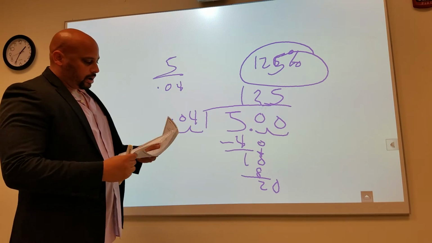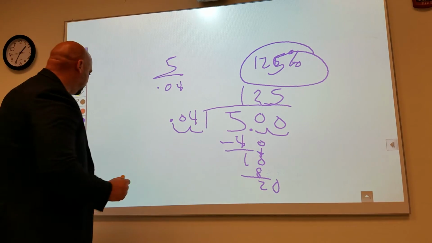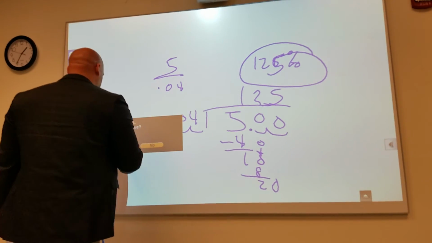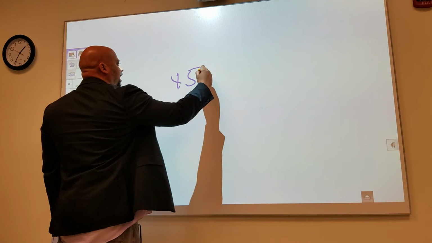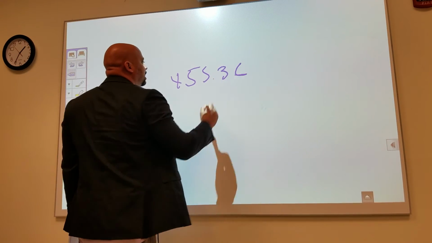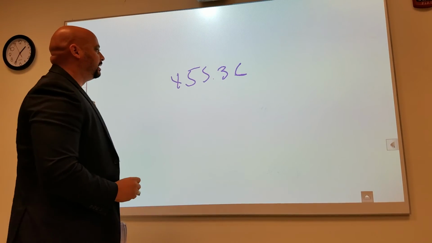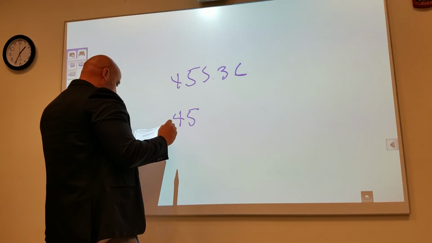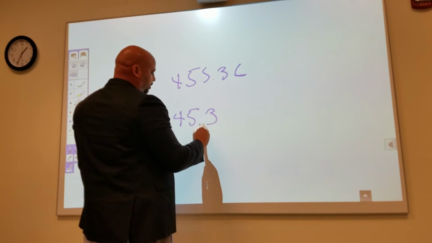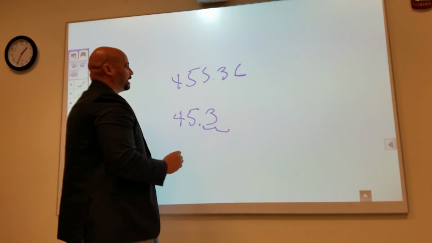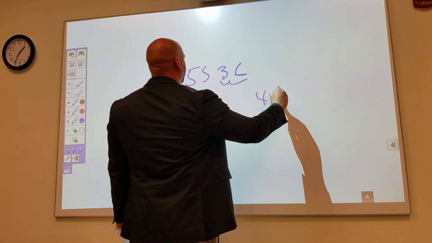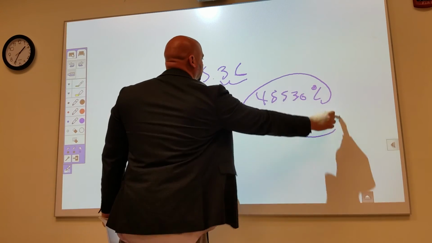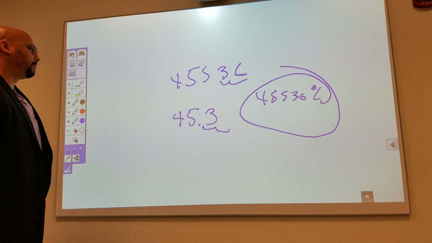So we went over how to convert decimals into percents, which is again, if we have a decimal 455.36, or 45.3, we move the decimal 2 places to the right and put a percent sign to be 45536%. Okay, I hope that's helpful. Okay, that's it.